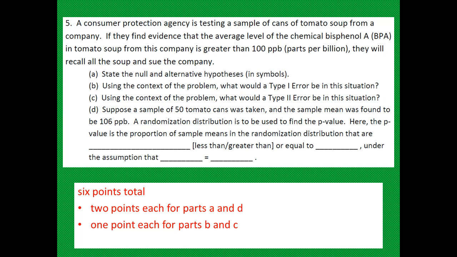Then part D, half a point for each blank. The last 2 blanks are basically the null hypothesis, because you do everything under the assumption that the null hypothesis is true. And then the first 2 blanks are essentially indicating how you'd get the p-value.